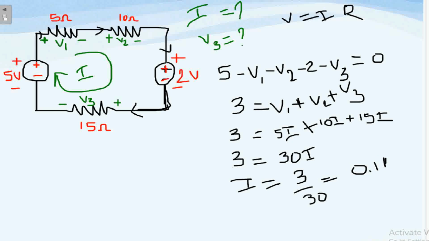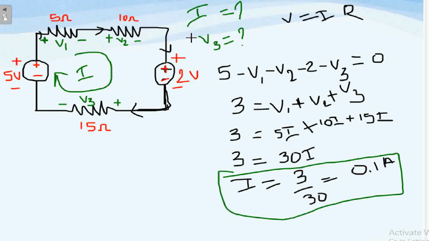It means that here we got the value of I as 0.1 amperes. So here we have solved for I. We have to find V3. How to find V3? According to Ohm's law. Your electrical circuit analysis revolves around Ohm's law, KCL, KVL. If you have a good understanding of Ohm's law, KCL, KVL, it is very easy to go through all the topics.